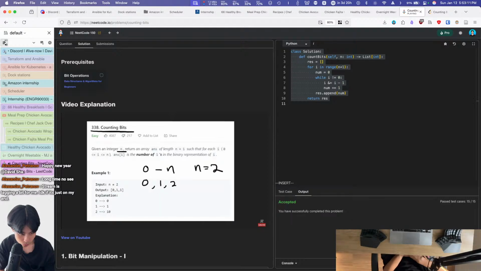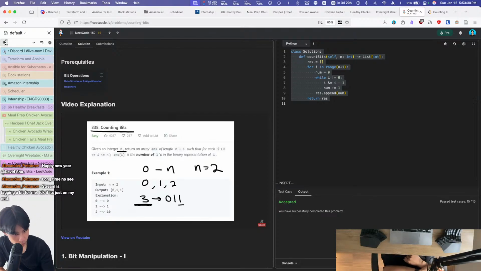Now the brute force way to solve this problem is going to be n log n, and that solution is going to look something like this. Let's say we had an arbitrary value such as 2 or maybe even 3, right? We know the binary representation of 3 is going to look like 1, 1. So how are we going to count the number of 1s in the binary representation of 3?